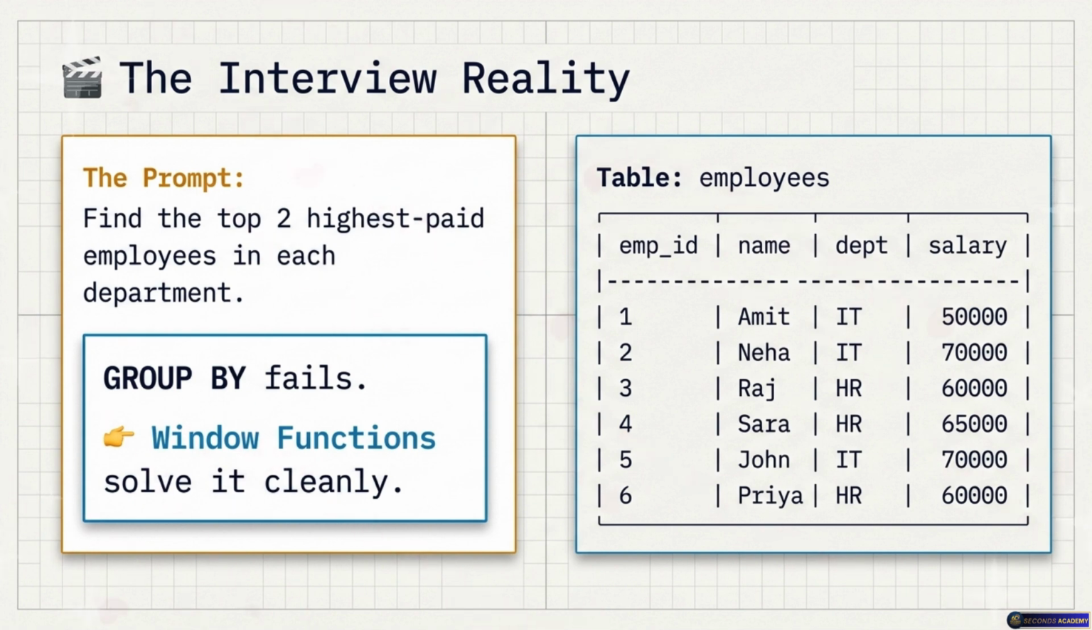Let me guess. It sounds deceptively simple. Oh, totally. The prompt is just: find the top 2 highest paid employees in each department. Ah, the classic top-N problem.